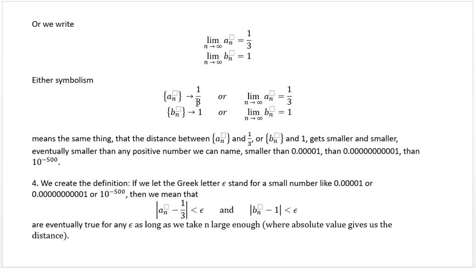So if we want the distance between this sequence and 1/3 to be less than here, we've got to add about what? 10, 12 3's, however many there are we need. And if we want the distance between this sequence and 1/3 to be less than that, we've got to add about 500 3's after the decimal point.